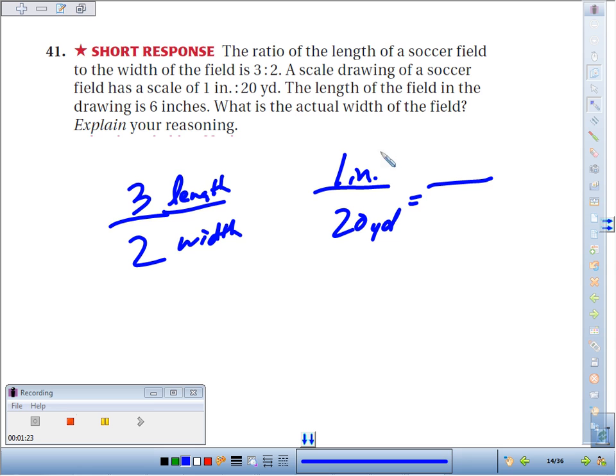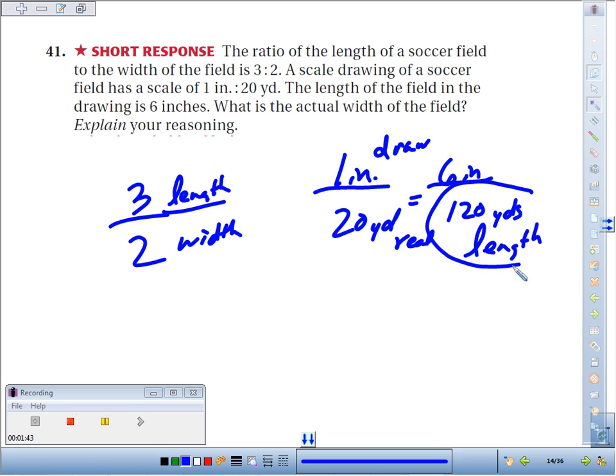So the drawing, this is the drawing, this is reality. 1 inch on the drawing is 20 yards in reality. So 6 inches in the drawing would be 6 times 20, would be 120 yards in reality. That's the length. Okay, keep that in mind. The length of the field is 120 yards. We're supposed to find the actual width of the field.